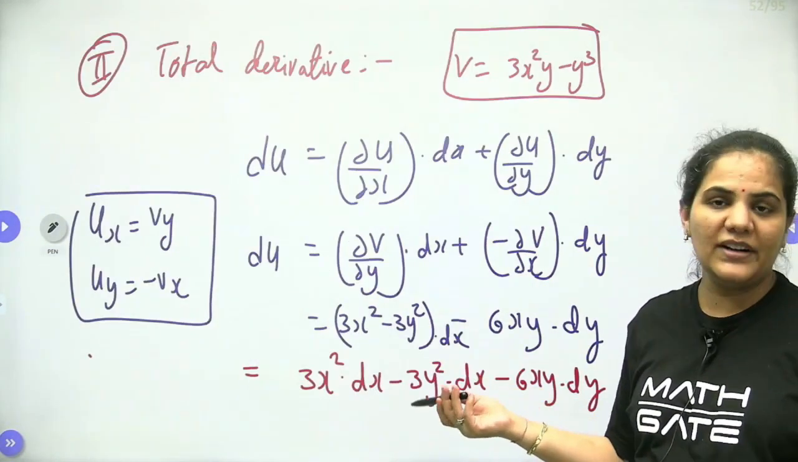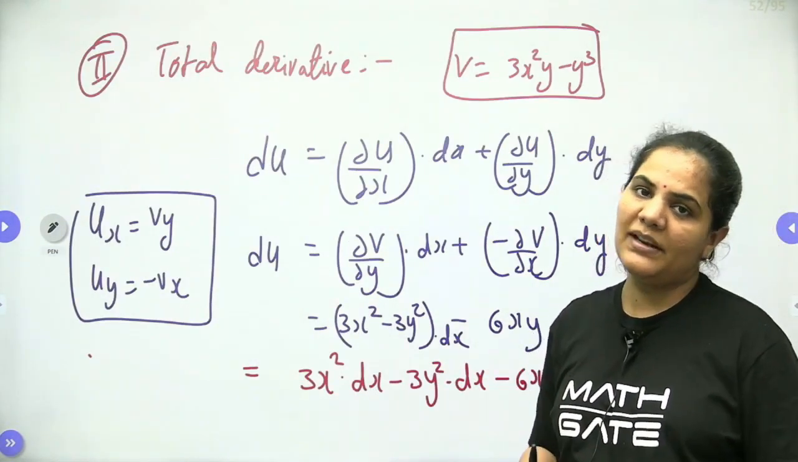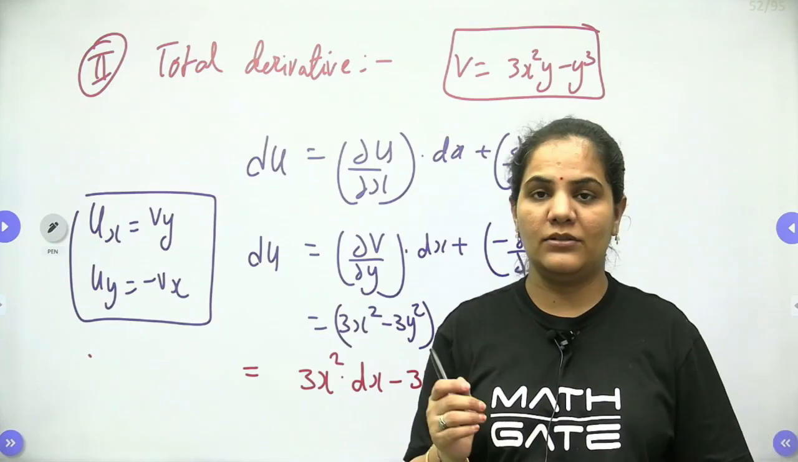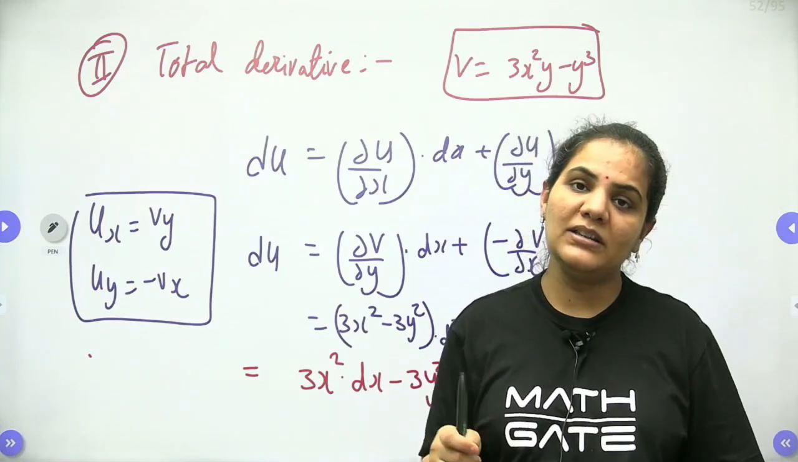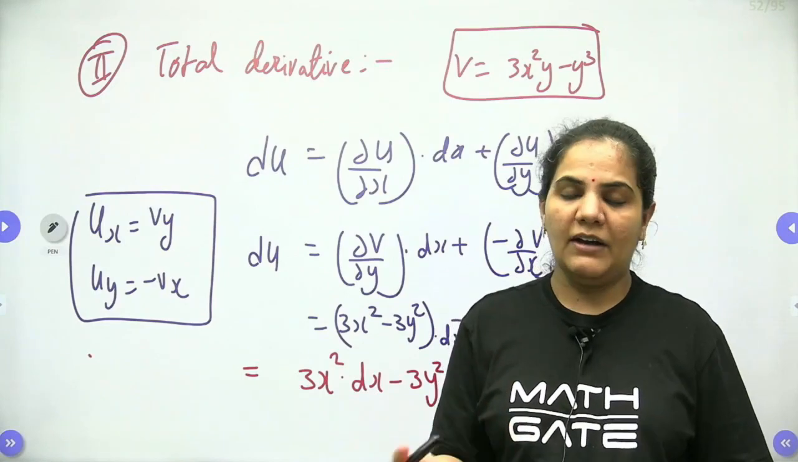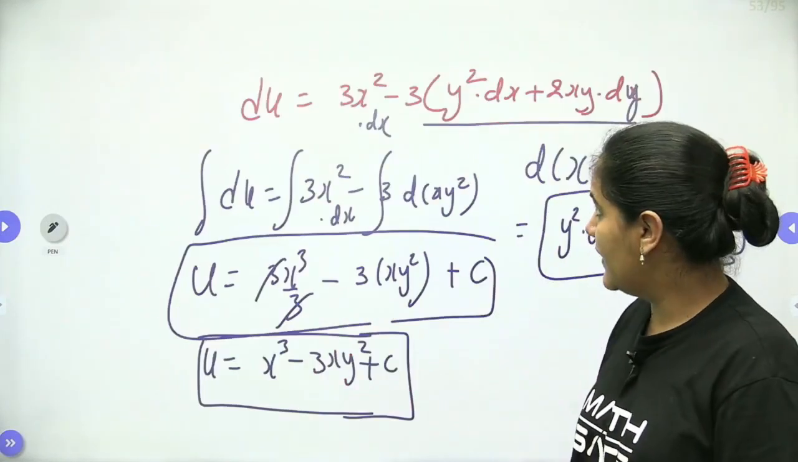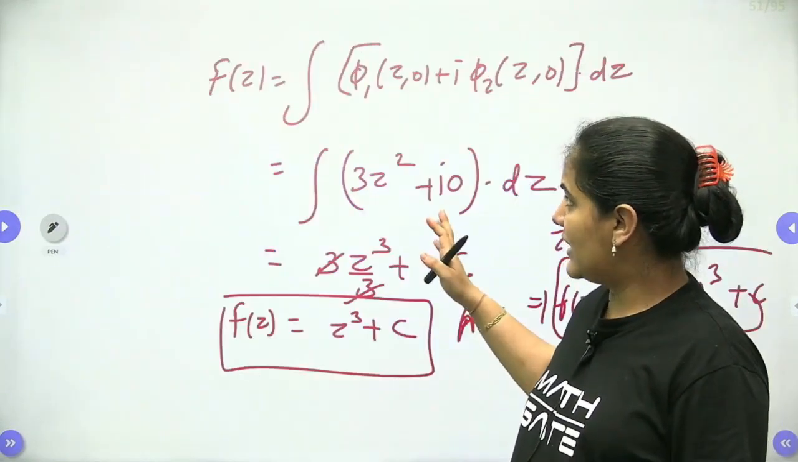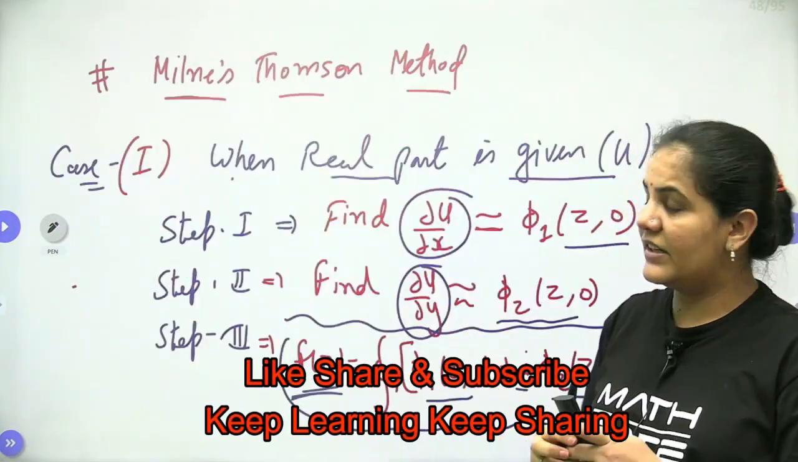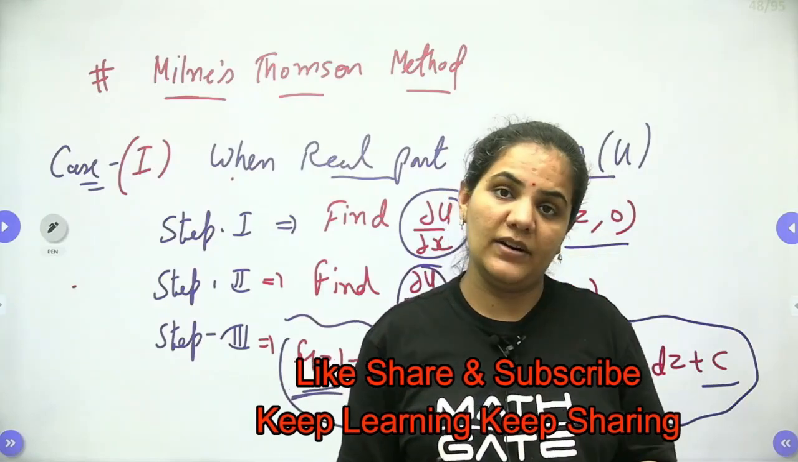Although the total derivative method is quite lengthy, the Milne-Thomson method is very easily approachable. No doubt you have to remember the steps of Milne-Thomson. After that you can approach it easily in 4 or 5 lines. You can approach with the Milne-Thomson method, right guys? So these are the methods which we learned for constructing an analytic function.